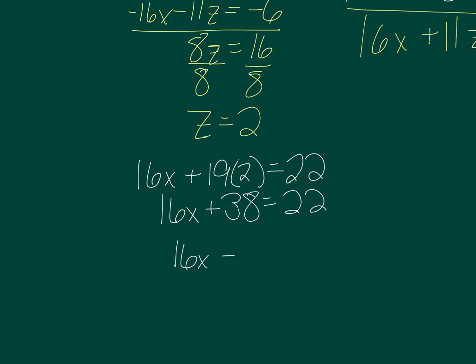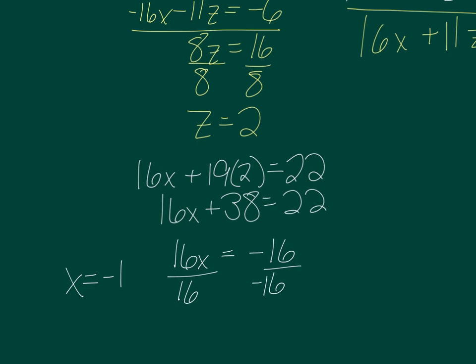16x is equal to negative 16. We divide by 16 and we get x is equal to negative 1. So now I have 2 of my 3. Now I have to go clear back to the beginning.